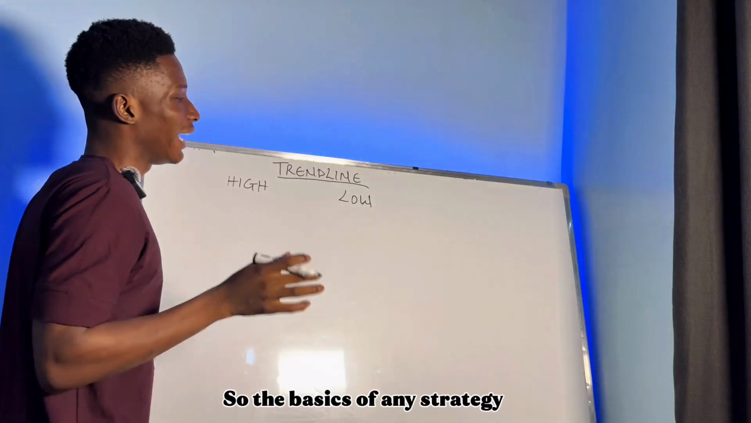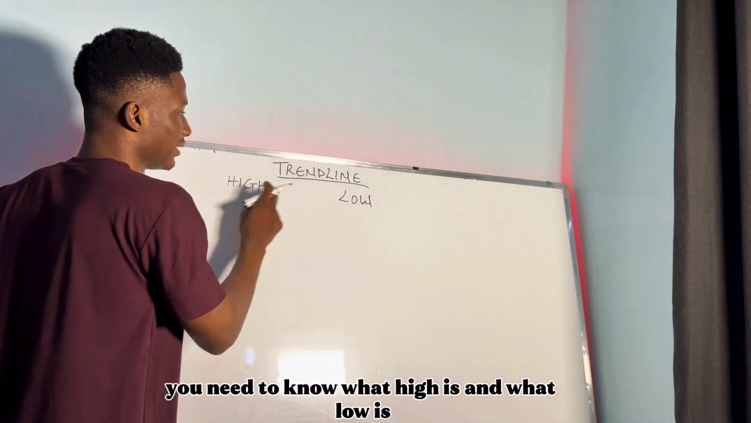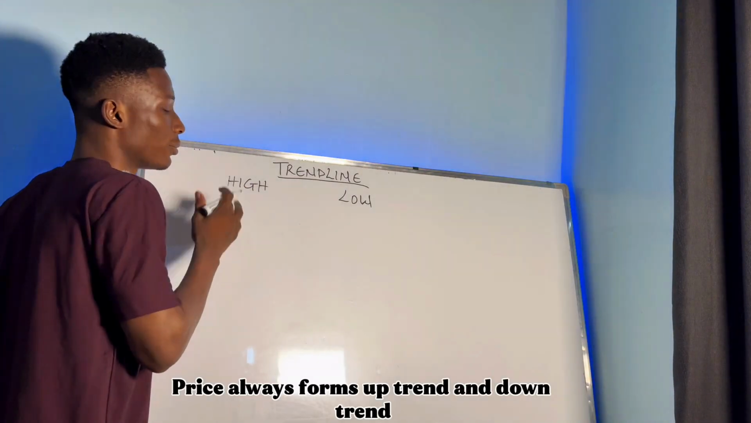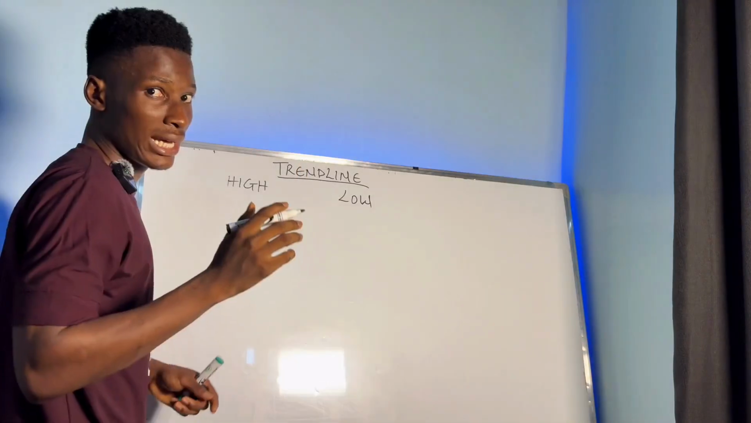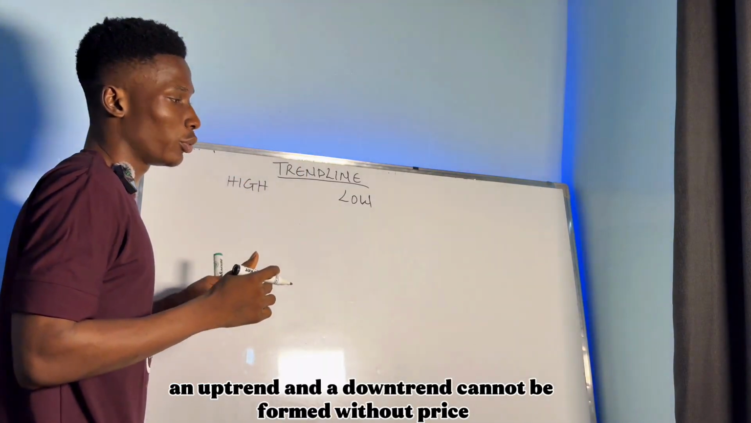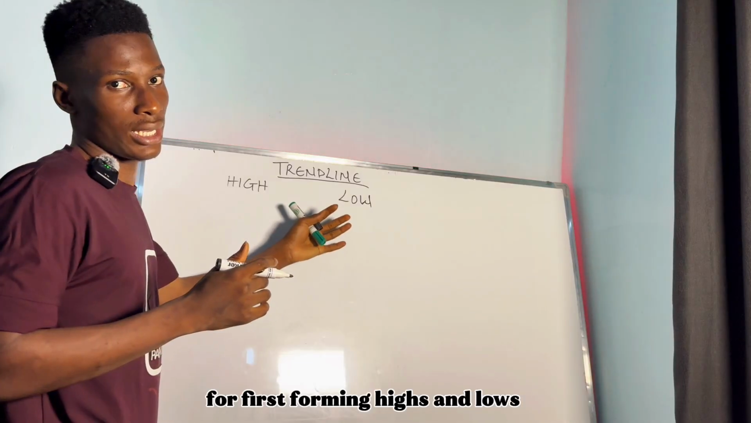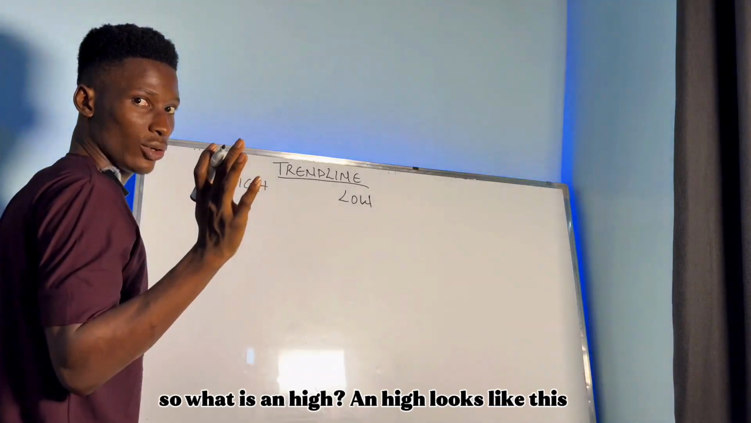So the basics of any strategy, you need to know what high is and what low is. Price always forms uptrend and downtrend. An uptrend and a downtrend cannot be formed without price first forming highs and lows. So what is a high? A high looks like this.